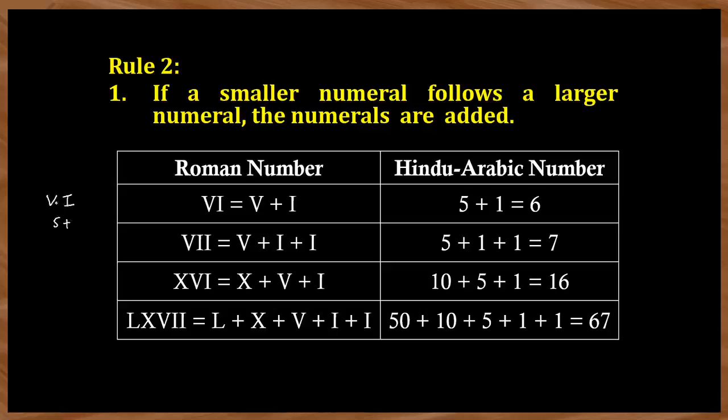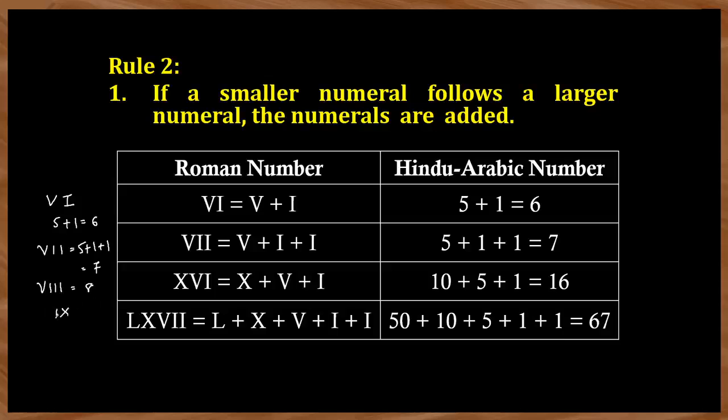If you write a smaller numeral to the right of this bigger numeral, you have to add. So 5 plus 1 is equal to 6. If you write one more 1 like this, it is 5 plus 1 plus 1, which is 7. If you write one more 1, it is 5 plus 1 plus 1 plus 1, which is 8. But you should not write more than 3 times 1 here. To write the 9, you have to subtract 1 from 10 like this.